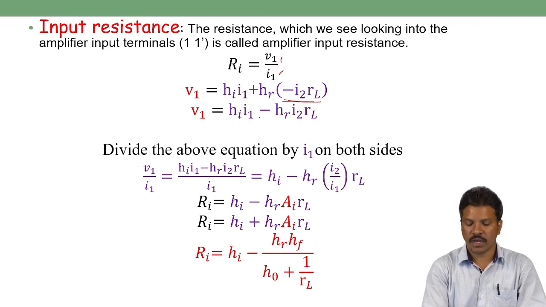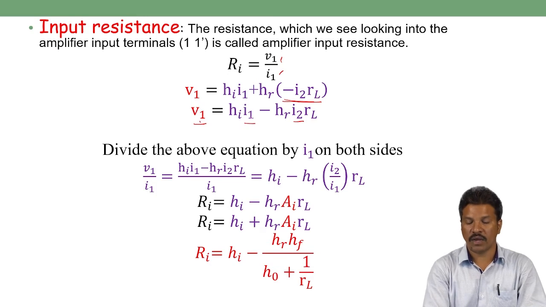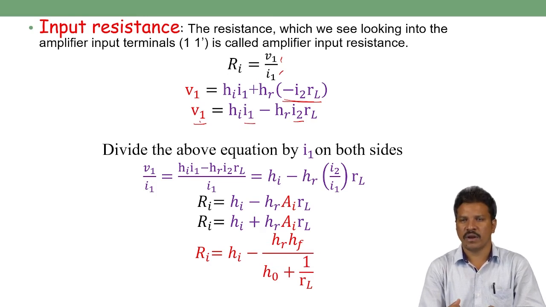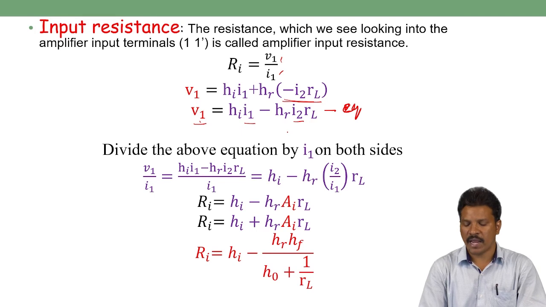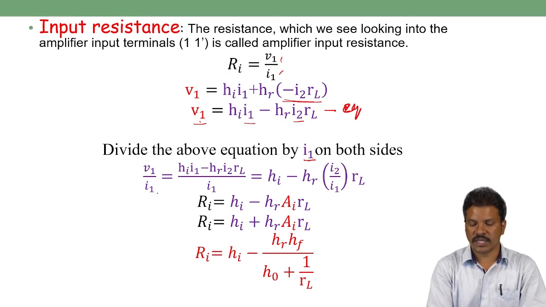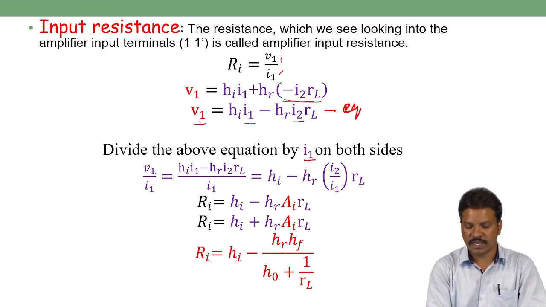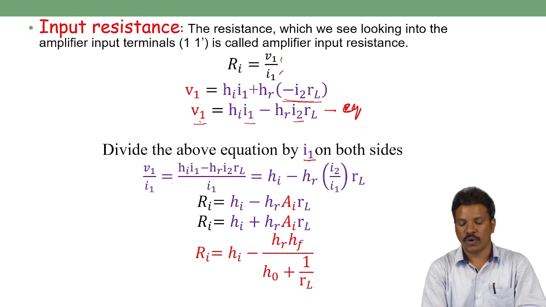So V1 is equal to HI I1 minus HR I2 RL. Again, here the V1 term is there, the I1 term is there, and the I2 term is there. But we want only V1 and I1 terms. How can we get V1 and I1? By removing the I2 term. When we divide this equation by I1 on both sides, the ratio of V1 by I1 is nothing but the input resistance. So V1 by I1 is equal to HI I1 minus HR I2 RL, divided by I1.